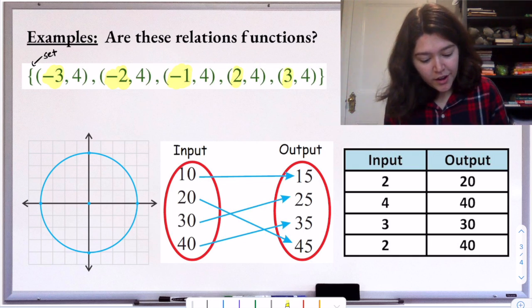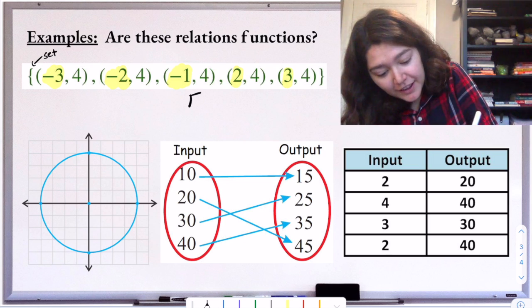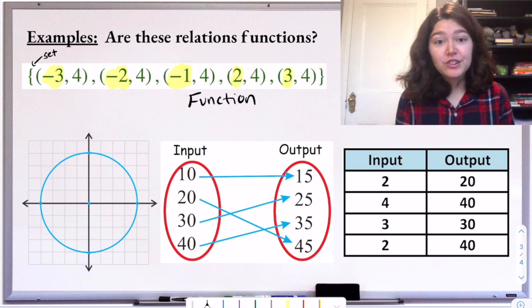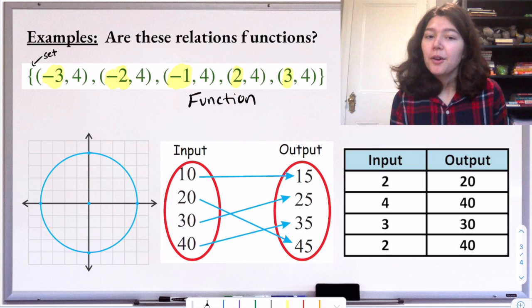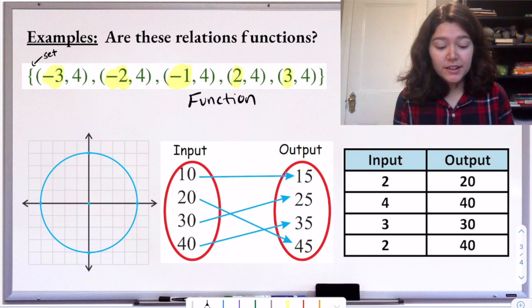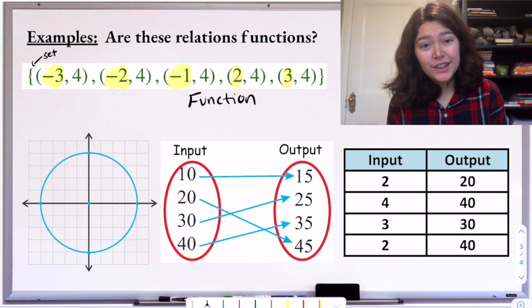So this is a function, and a lot of people will get confused here, and they'll say this is not a function because we have the repeating y values, we have the repeating outputs, but that is not how a function is defined. A function means for each input, for each x value, there's only one y value that it corresponds with.